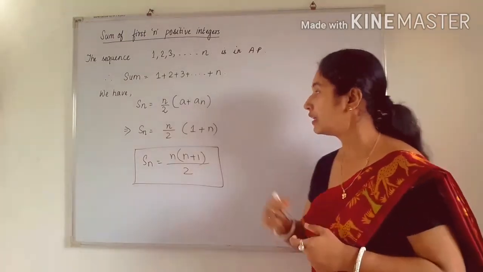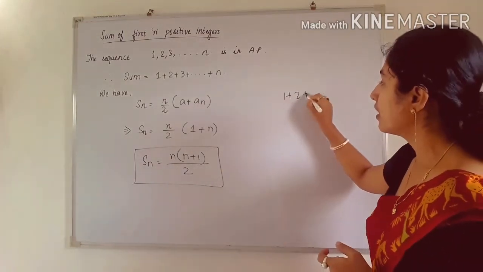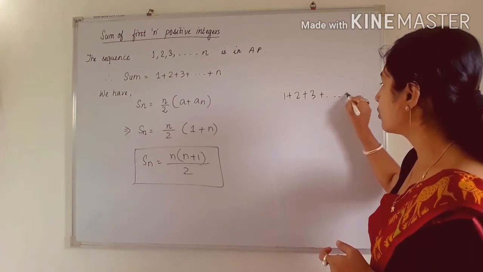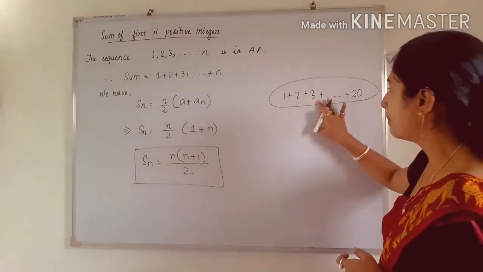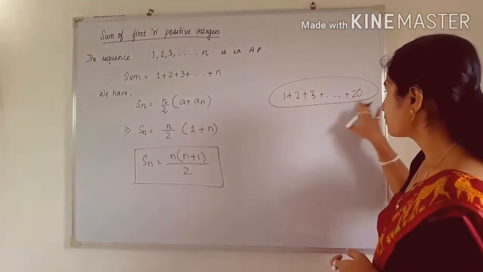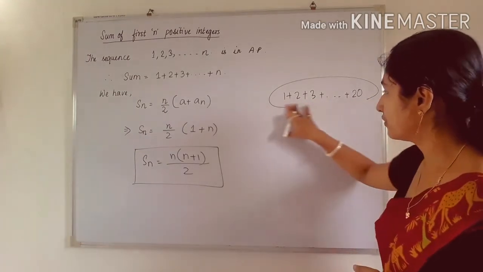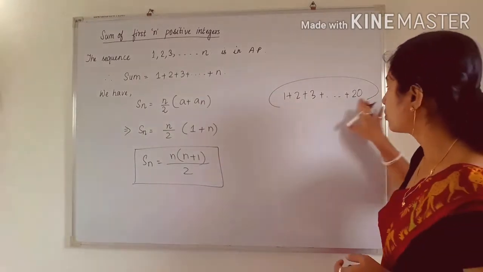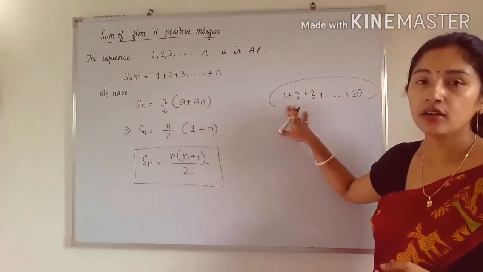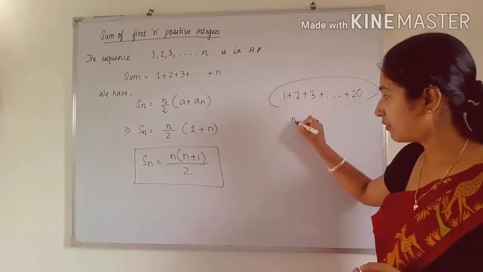See, if we write 1 plus 2 plus 3 up to like this, it will go up to suppose 20. Then according to this sequence, if we see the pattern, it gives us the answer of total number of terms. So how many total number of terms are there? Yes, the total number of terms will be what?